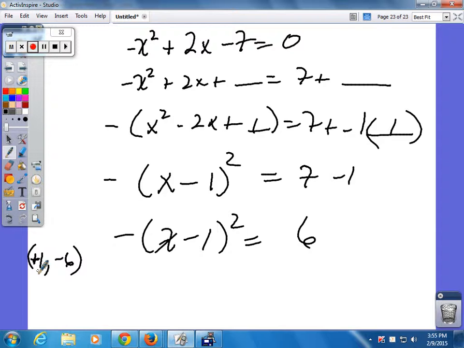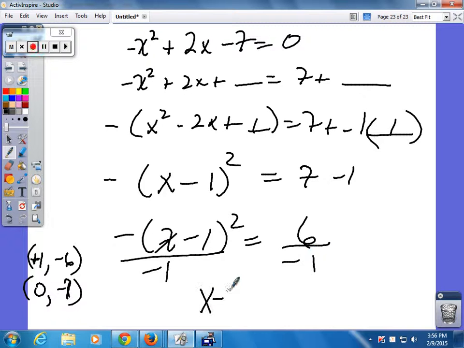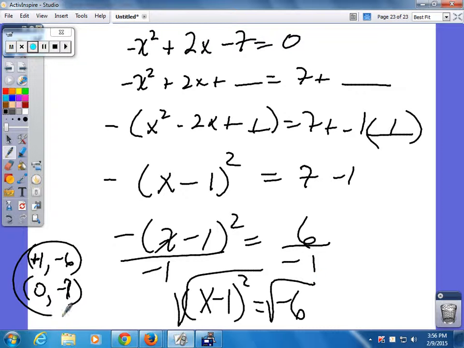Okay? And 0, negative 7. And then, there we go. Here it is. No x-intercepts. Right here. Because I had a negative 8 there before. If you divide by negative 1 on both sides, what does that give you here? X minus 1 quantity squared is equal to negative 6, and you can't do what? You can't take the square root of a negative, which is what we're going to get into with no x-intercepts. So it's this: positive 1, negative 6, and 0, negative 7. So it looks like that.